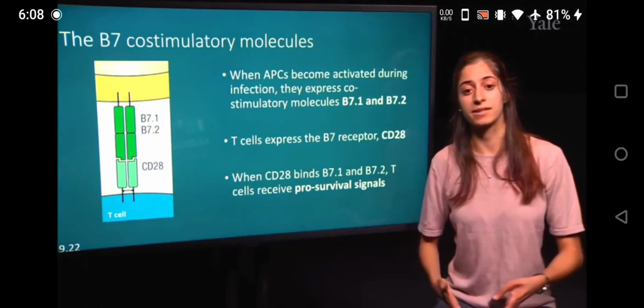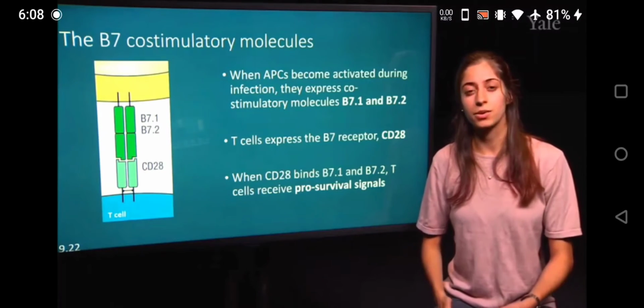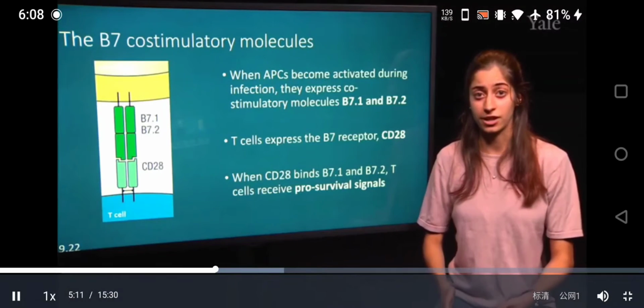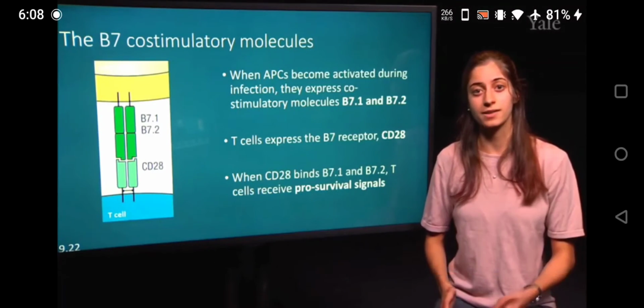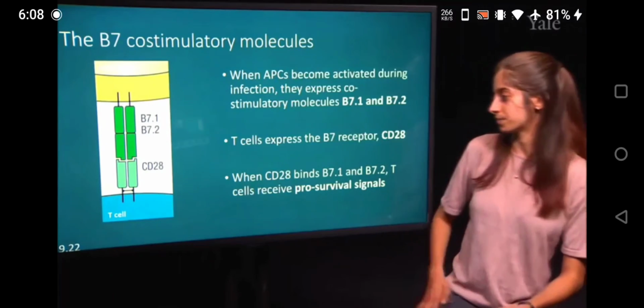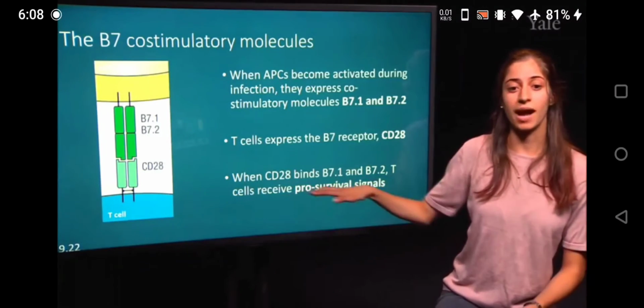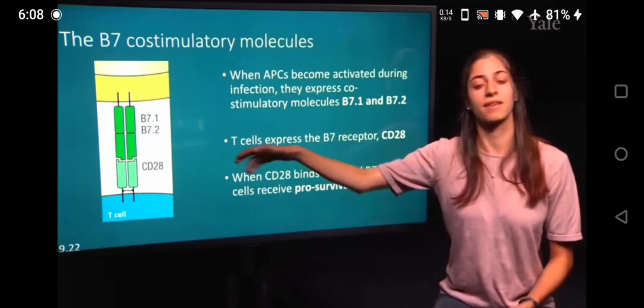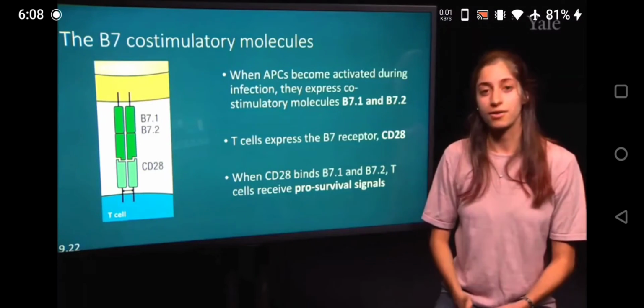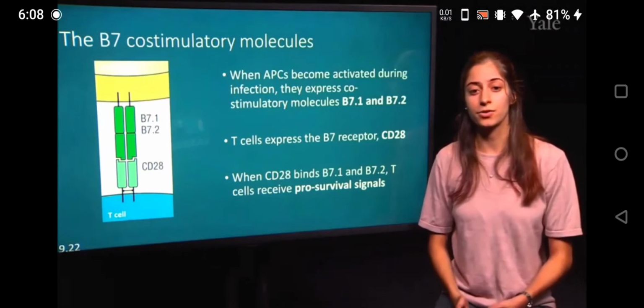This ensures the immune system that there is in fact an infection and that an adaptive immune response needs to be mounted. When CD28 binds B7, B7-1 and B7-2, on the dendritic cell, the T cell knows that it's able to survive and move forward.